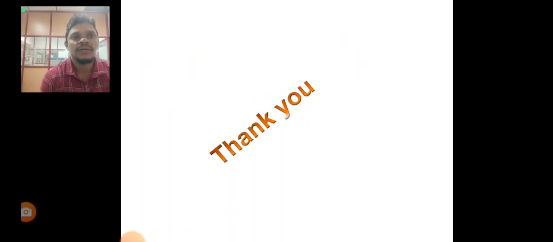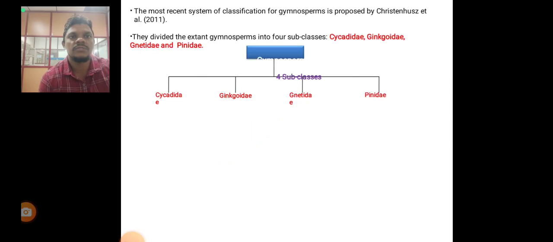Very well known gymnosperms are Cycas, Pinus and Gnetum. So, very good information.